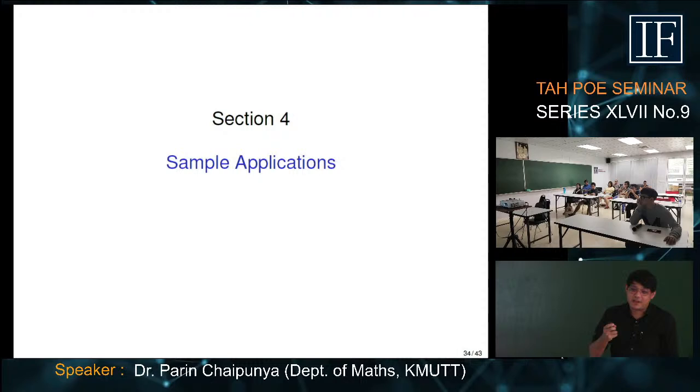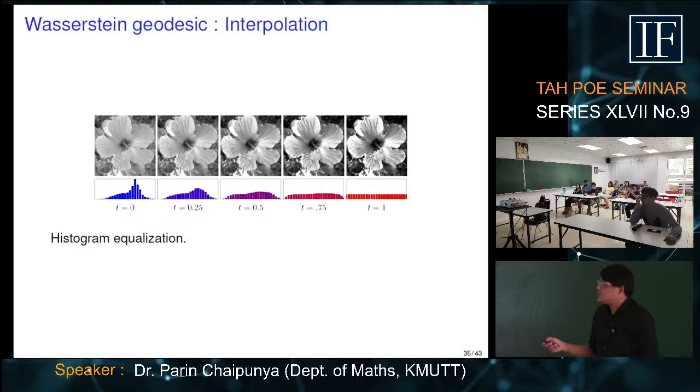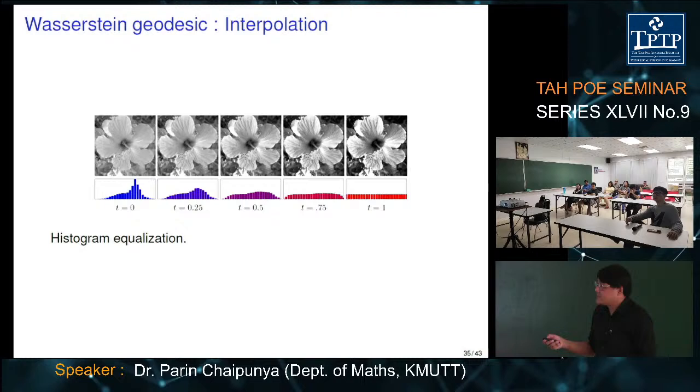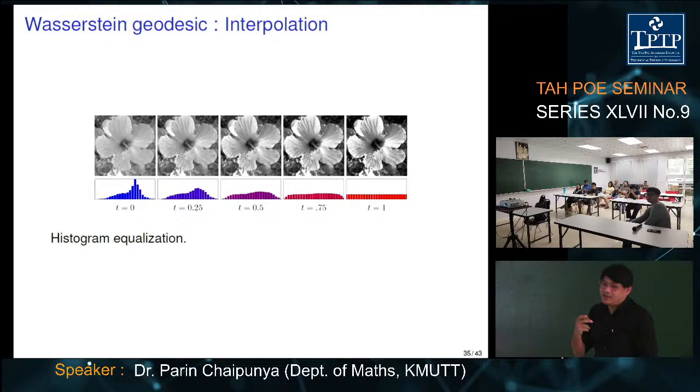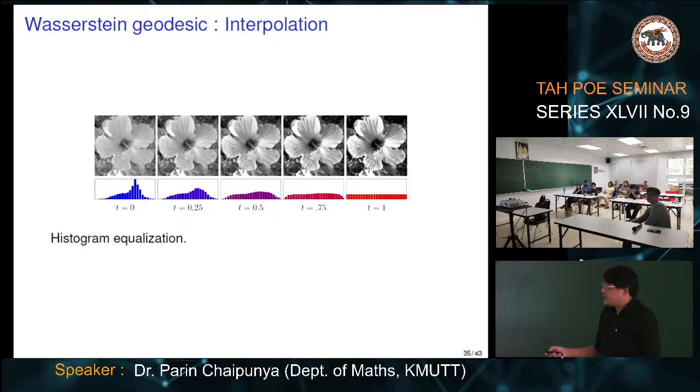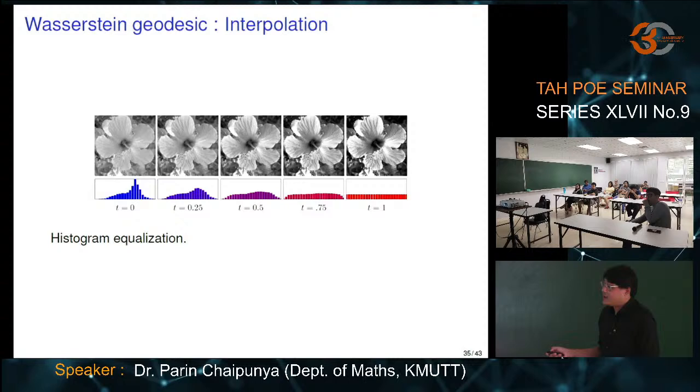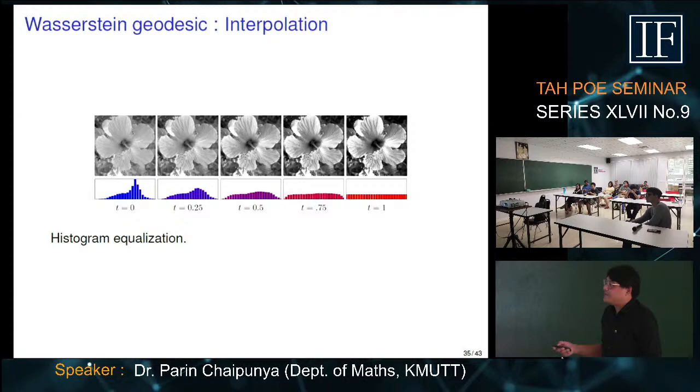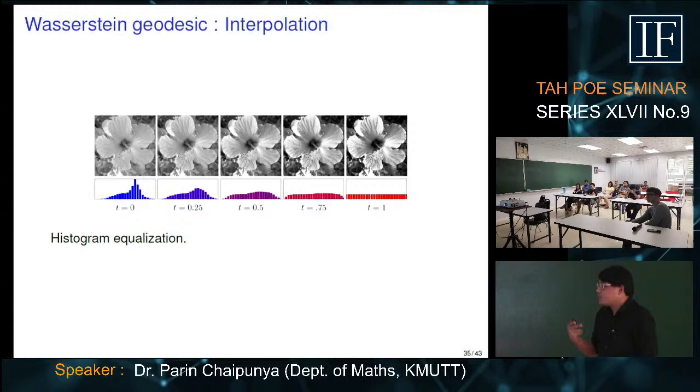The first one is you want to find the Wasserstein geodesic. Remember that the space of probability distributions here is an Alexandrov space, so you can define the geodesic on that space. And it turns out that given this initial histogram, you want to equalize the histogram to this final one, you can define a geodesic. And then you can go along the geodesic to see which image you like the most. This is like contrast adjustment.